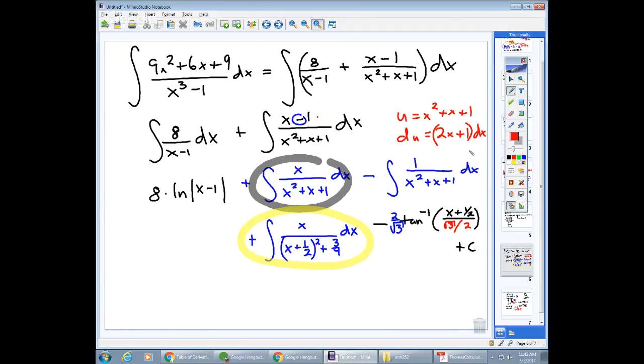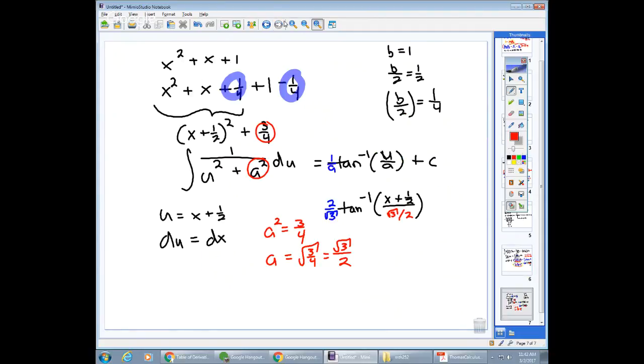What happens if we distribute that? Distribute, yeah, x plus 1/2. If we multiply all this out, we'll get that back, because we completed the square on this to get that. I'm thinking trig substitution, so let's try that.